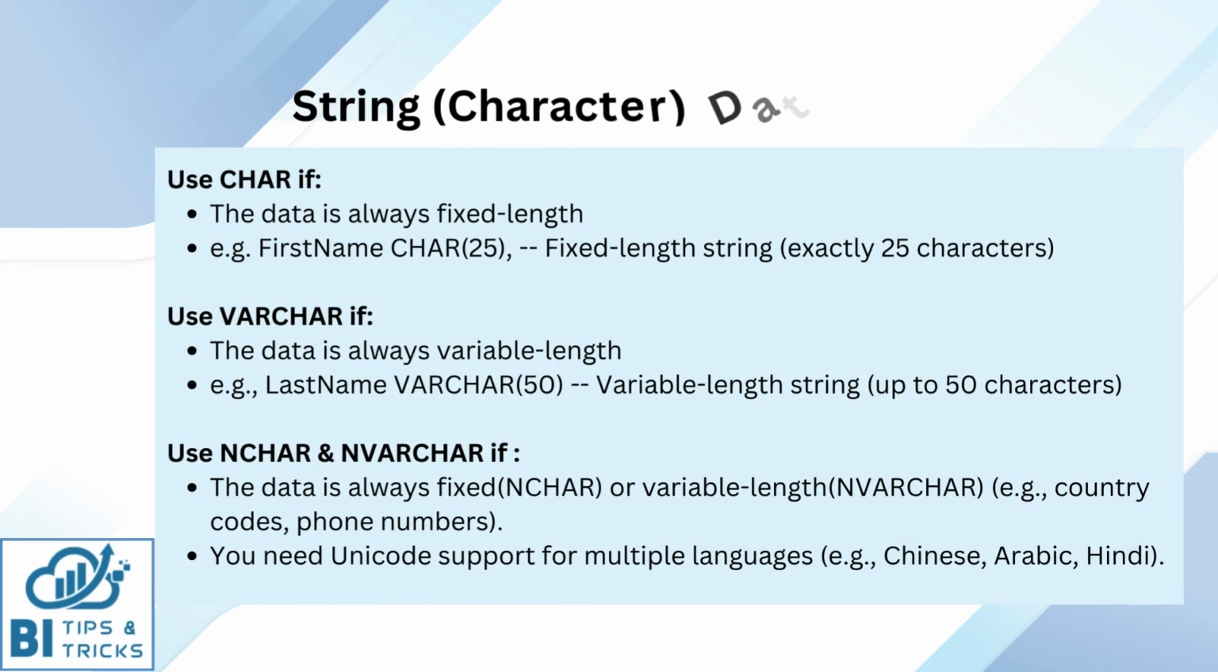Use CHAR if the data is always fixed length. For example, first name: it is a fixed length string and can have exactly 25 characters, as we defined it with size 25. Use VARCHAR if the data is variable length. For example, last name: it is a variable length string and can have up to 50 characters. Use NCHAR and NVARCHAR if the data is fixed or variable length, and if your data is in non-English languages like Chinese, Arabic or Hindi.